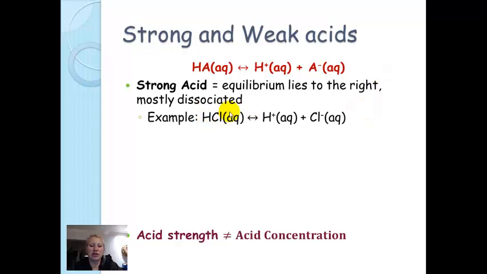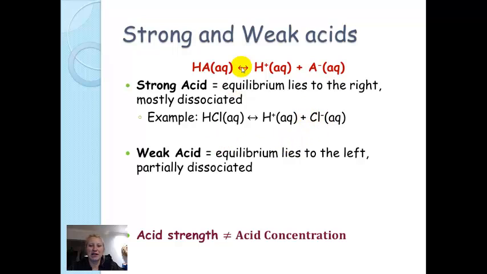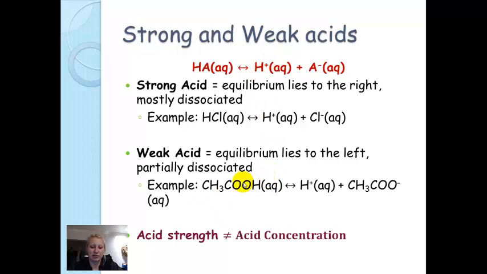For example, hydrochloric acid. Hydrochloric acid lies strongly to the right when you dissolve it in water. It's mostly forming H+ ions and chloride ions. A weak acid, in comparison, does not dissociate very much, meaning that it mostly exists as HA. It does not break up a lot into H+ and A-. For example, acetic acid, like in vinegar, is a weak acid because for the most part it is acetic acid. It does not break up into H+ and acetate.